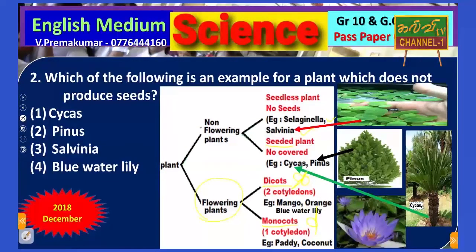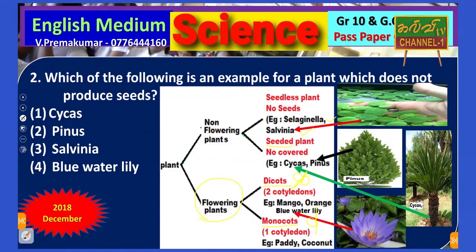Blue water lily is under the dicots, right? Anyway, now these are the four answers: Cycas, Pinus, Salvinia and blue water lily. So we can select the correct answer. What is Salvinia? Sorry, Salvinia is not the correct answer.